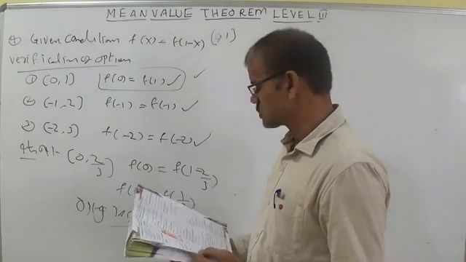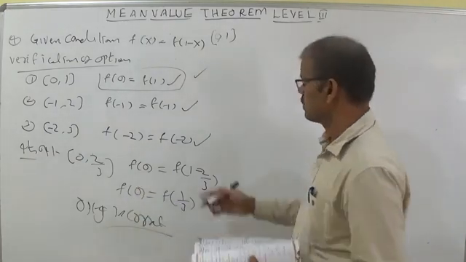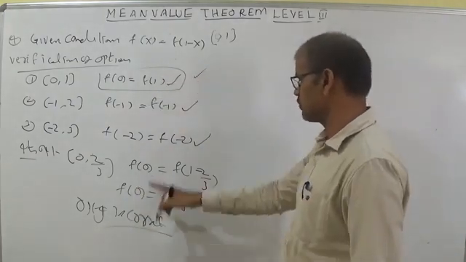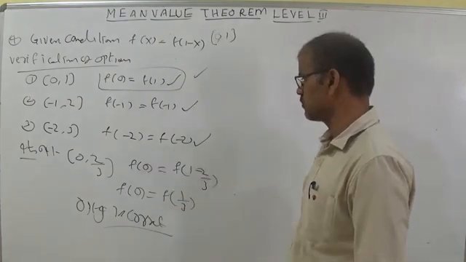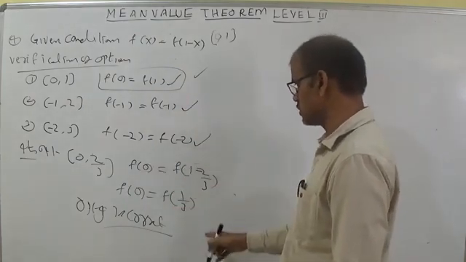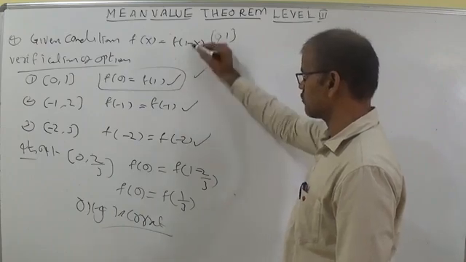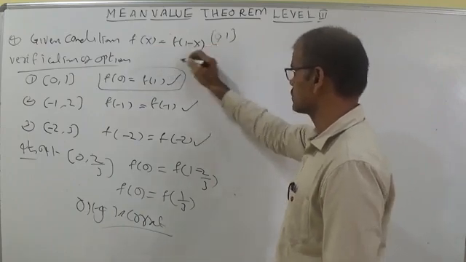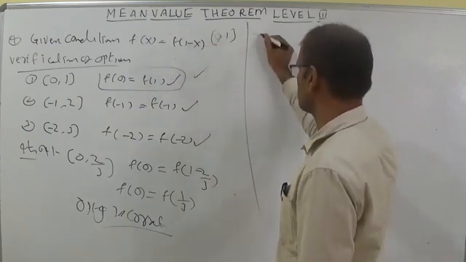According to the options, the fourth option he gave, f of 0, whenever f of 0 is equal to f of 1, f of 0 is equal to f of 1 by 3, then f of 1 by 3 is equal to f of 1 should be there. Such a thing is not possible. According to these, f of 1 minus x is equal to f of x. So option 4 is right.